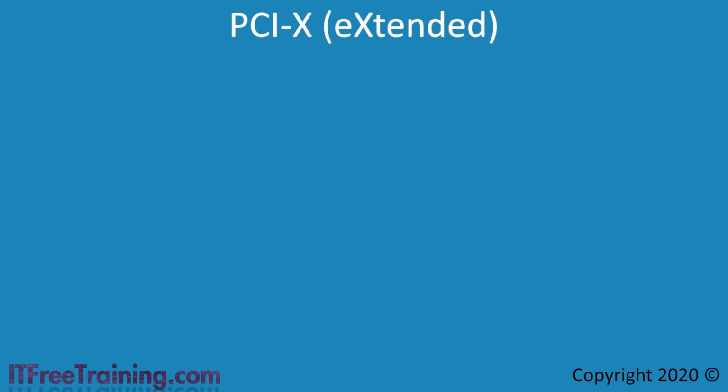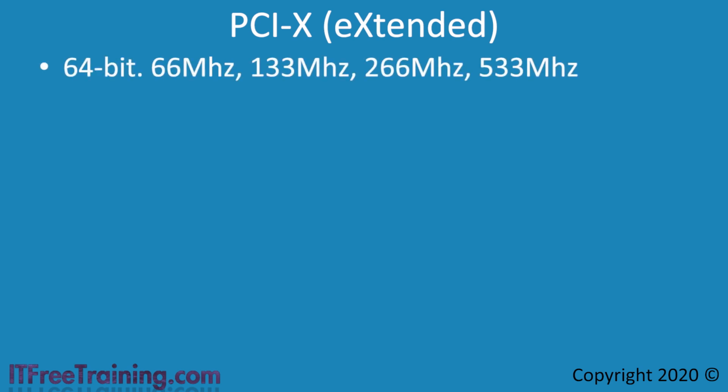In order to address some of the speed problems, in 1998 the PCI-X slot was developed, the X standing for Extended. This slot provides 64-bit transfers and also 4 different speeds, these being 66 MHz, 133 MHz, 266 MHz, and 533 MHz. PCI-X slots are much larger than PCI slots, but the first part of the slot is essentially the same as the PCI slot.